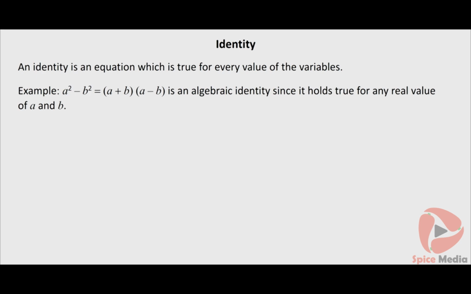What is an identity? An identity is an equation which is true for every value of the variables. For example, the equation a squared minus b squared is equal to (a plus b) into (a minus b) is an algebraic identity since it holds true for any real value of a and b.